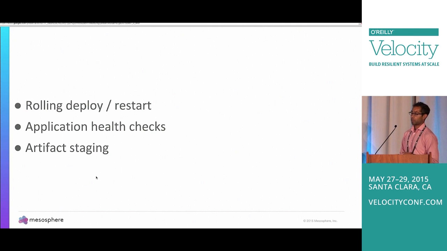Artifact staging is another interesting one. So this is the Facebook style deploy. If you have a few thousand nodes in your Mesos cluster and you want to deploy this application to all of them, how do you send that artifact to 1,000 nodes without bringing down one file server? In our case, we use HDFS, so you can stage your artifact on HDFS, and then Mesos will go and fetch it from HDFS.